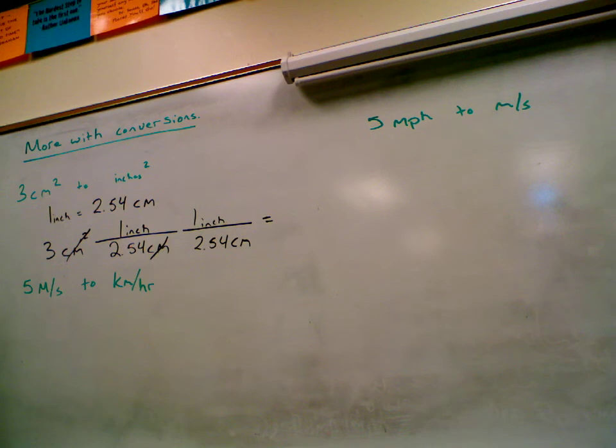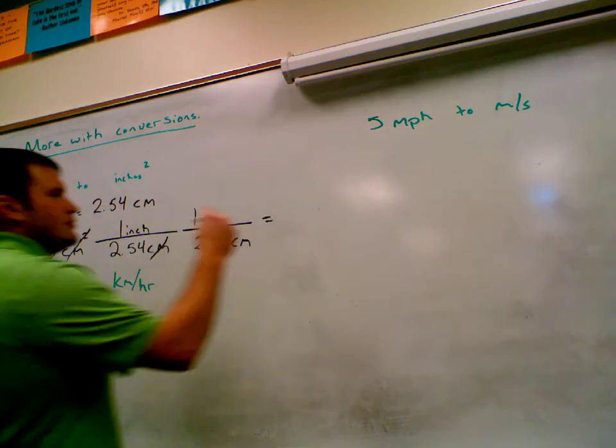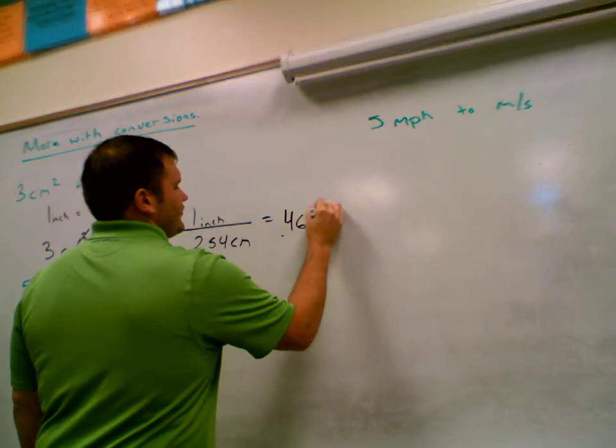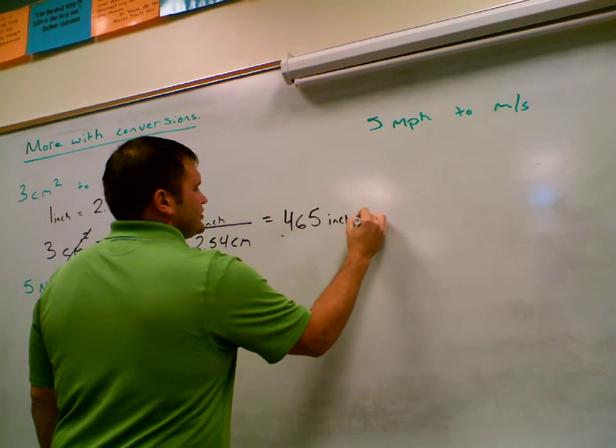So what do we get? Michael? 0.465. 0.465 inches squared.